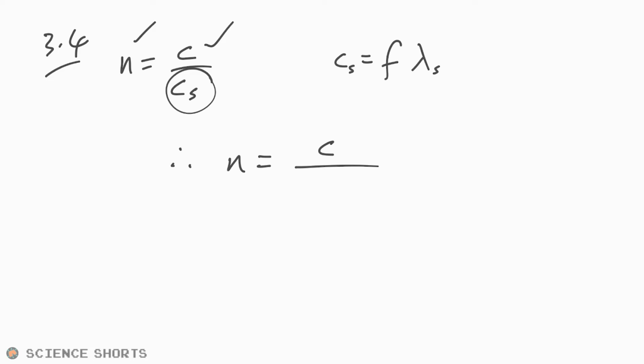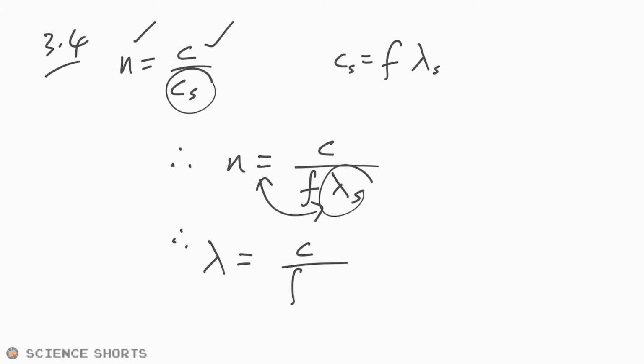Of course, frequency stays the same. We know that for a refraction, don't we? Speed changes, wavelength changes, but frequency does not. We're looking for this. I'm just going to swap around n and lambda. So therefore, lambda, do you know what? I'm just going to call it lambda. Lambda is equal to c divided by f n.